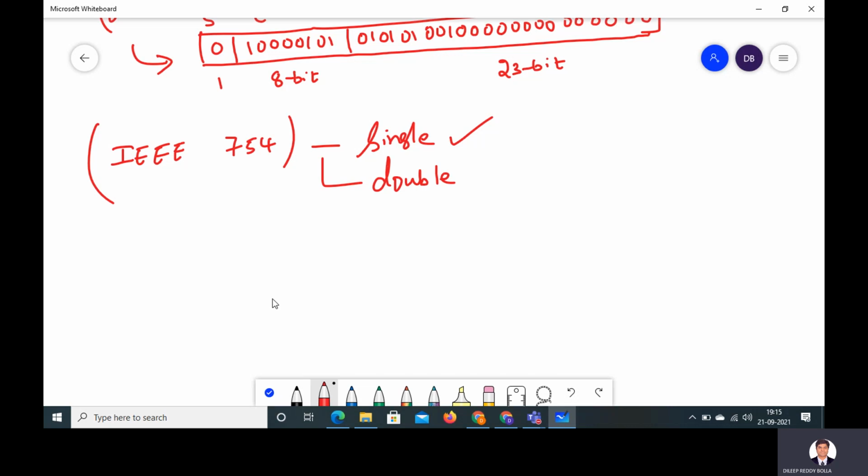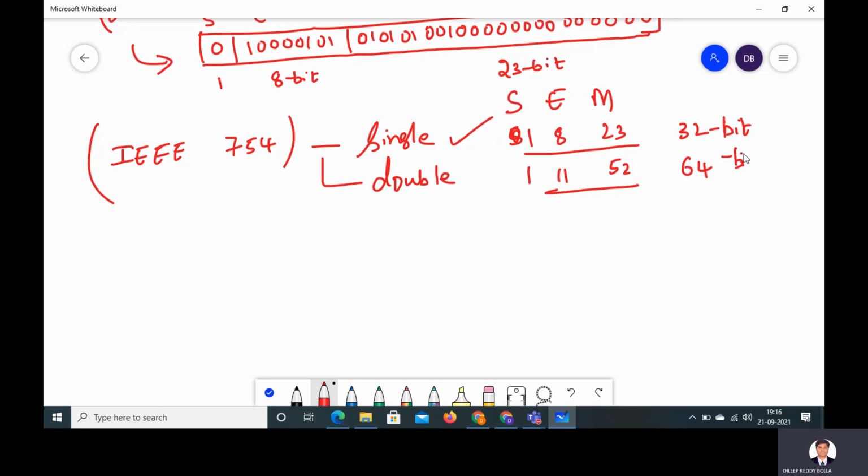Before that, let us quickly see the difference between single precision and double precision. In single precision, the sign bit is 1 bit, the exponent is 8 bits, and the mantissa part is 23 bits. In double precision, the sign bit is 1, the exponent is 11 bits, and the mantissa is 52 bits. If you add all these numbers, single precision is 32 bits in total, and double precision is 64 bits. Let us begin.